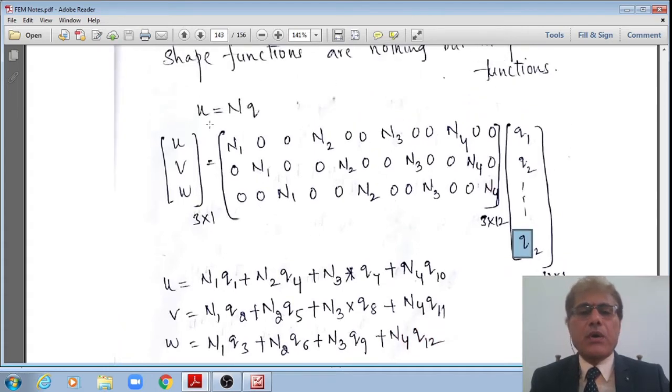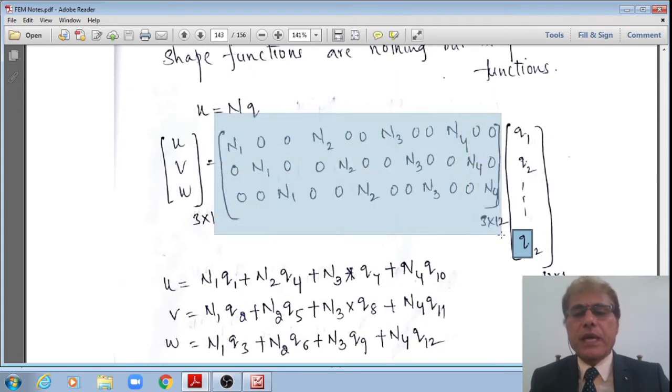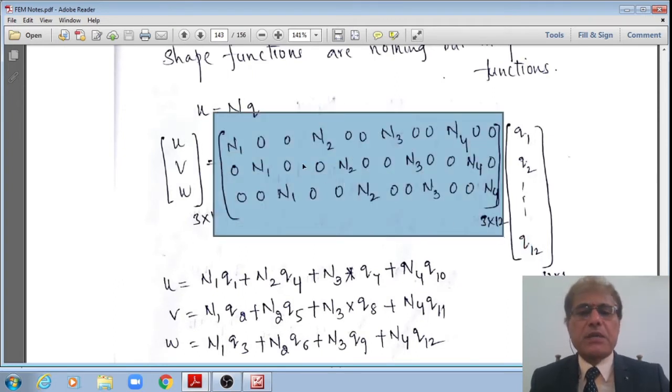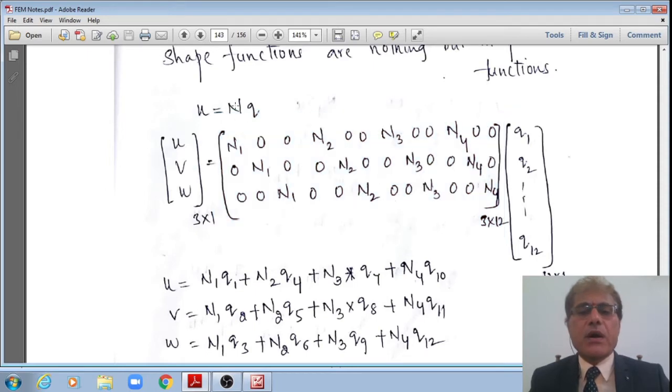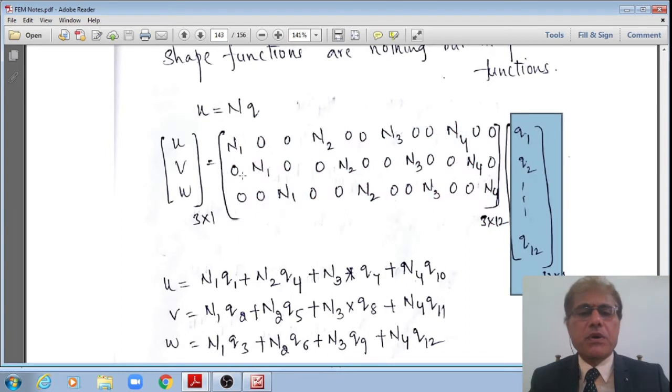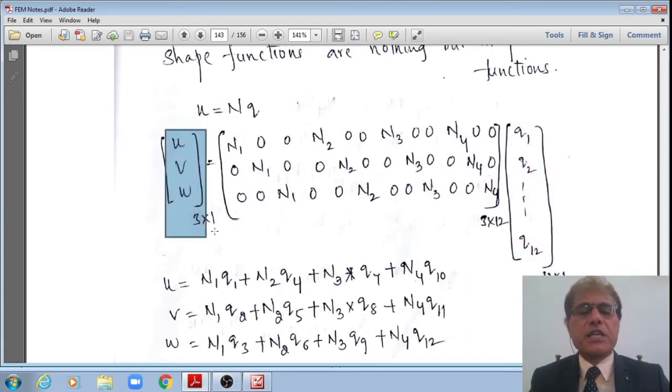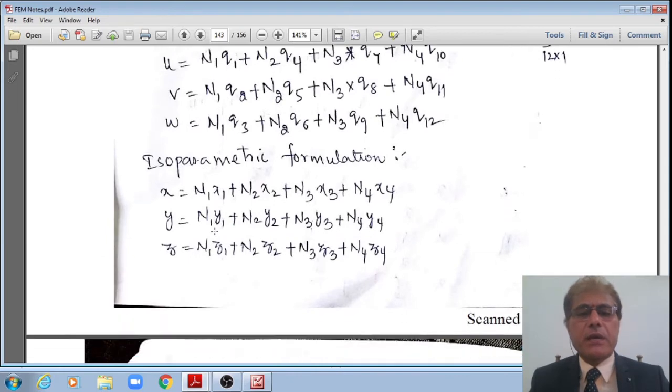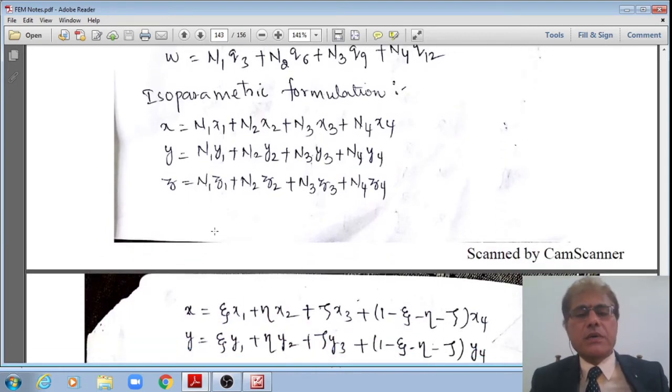That is how I have the shape function matrix, the N matrix, as a 3 by 12 matrix, which is given by N1 0 0, N2 0 0, N3 0 0, N4 0 0, 0 N1 0, 0 N2 0, 0 N3 0, 0 N4 0, 0 0 N1, 0 0 N2, 0 0 N3, 0 0 N4. This is called the shape function matrix, 3 by 12, operated upon this nodal displacement vector or element displacement vector, the 12 by 1 vector, which will give a displacement vector 3 by 1, right? Okay, students, I hope you understood the displacement and its interpolation from the shape functions.